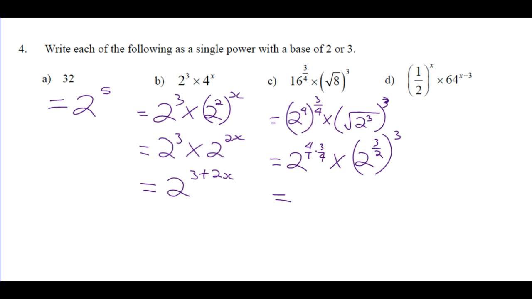4 over 1 times 3 over 4 is just 3, so that's 2 cubed. This will be 2 to the 9 over 2. Okay, so I actually skipped a step there, but right, it's 3/2 times 3. If you like, this is 3 over 1. Power to a power, I have to multiply the exponents.